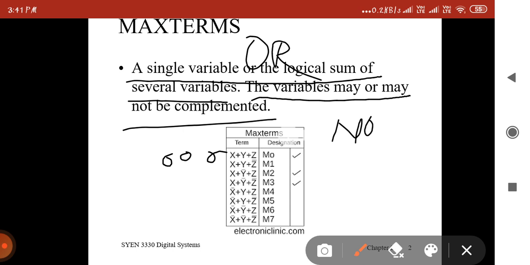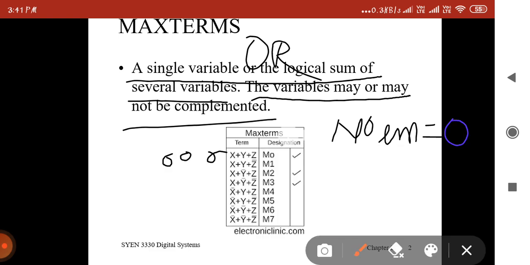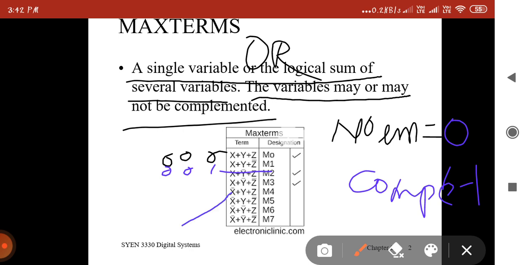A normal term is a 0. Complement is a 1. Next is 0 0 1 will come. X plus y plus z bar will come. Like x plus y bar plus z is 0 1 0. It can be written like that.